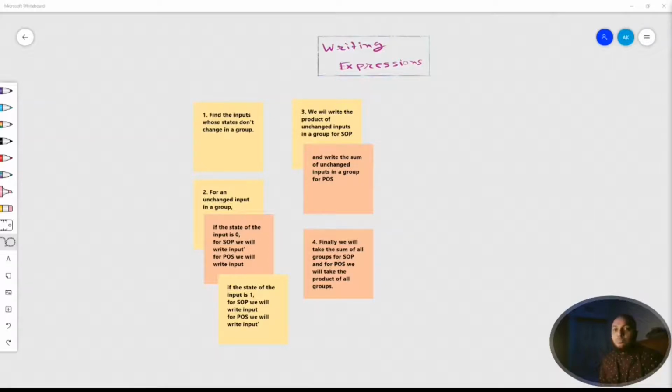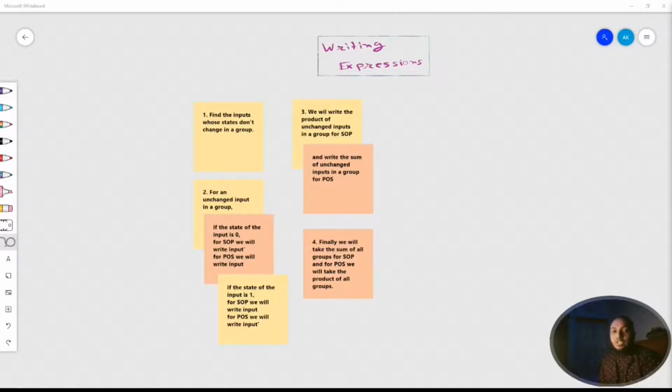After finding all the inputs that don't change in a group, we need to take the product of those inputs. So this is for one group. After finding all the inputs for all the groups, we need to take the sum of all the groups. This is for SOP. Similarly for POS, we need to write the inputs that don't change in a group. If an unchanged input is 0 in a group, we will write the input's name. If the unchanged input is 1, we will write the input with a prime, which is opposite to the SOP.